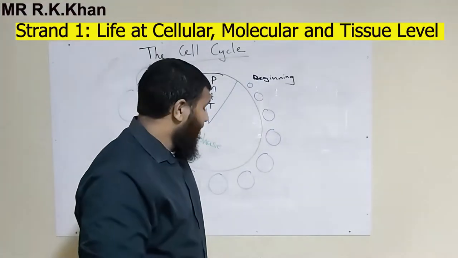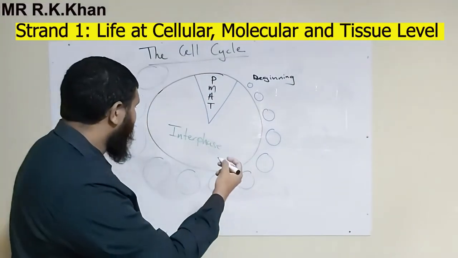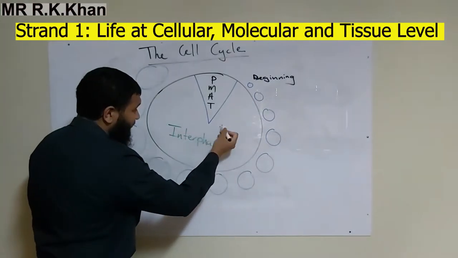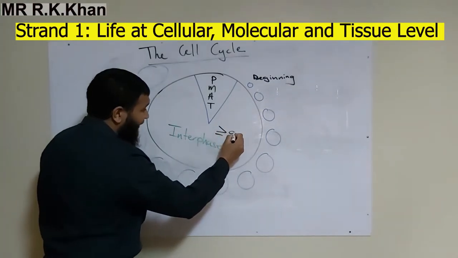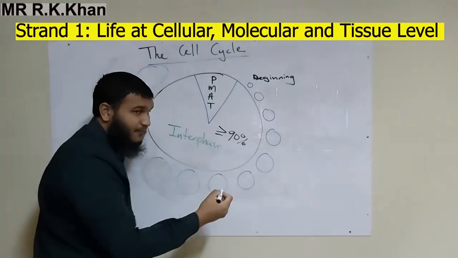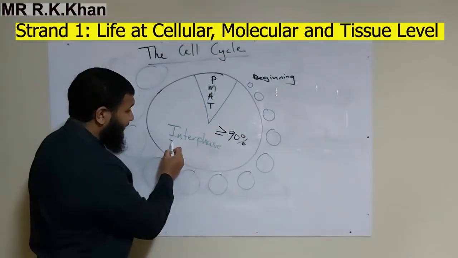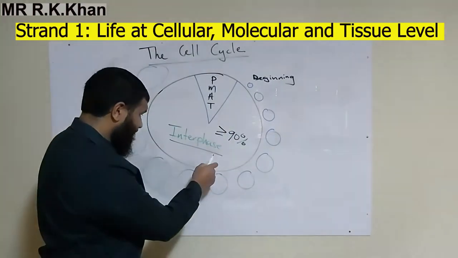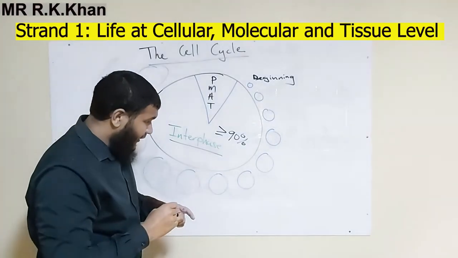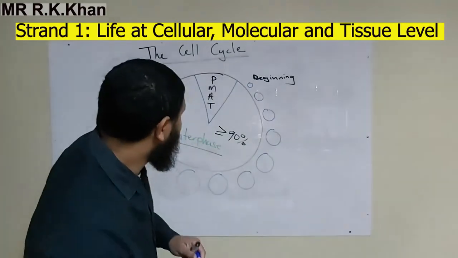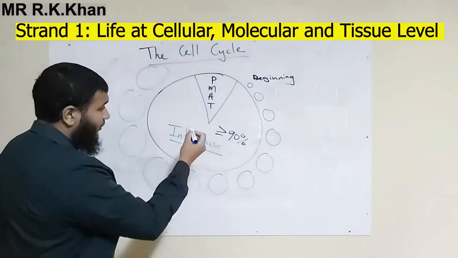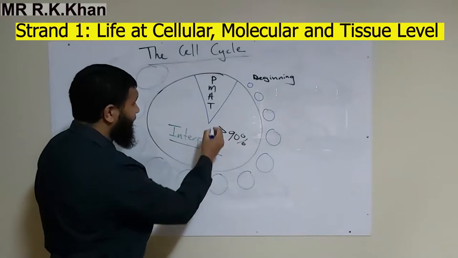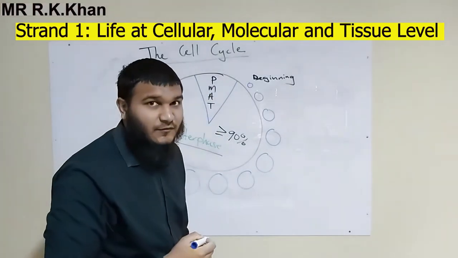So in the cell cycle, you can see that greater than or equal to 90% of the time of a cell is spent in the interphase of the cell cycle. Right, just quickly before I carry on, a recap of the grade 10 syllabus, I hope you remember. Interphase, PMAT is your mitotic phases.